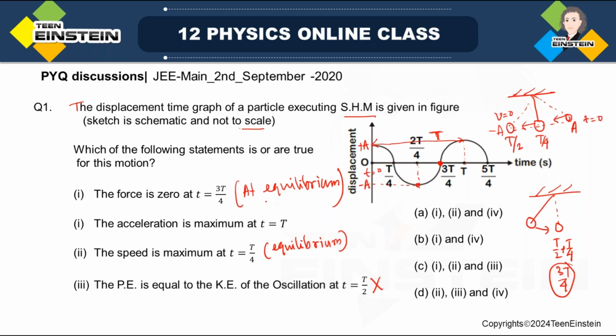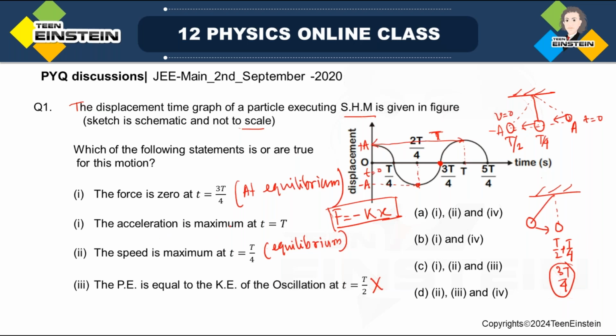So obviously the force will be 0 at equilibrium because displacement is 0, and we know for a simple harmonic motion, force has the expression F equals minus kx. So it is actually proportional to the displacement. Okay, proportional to the displacement.